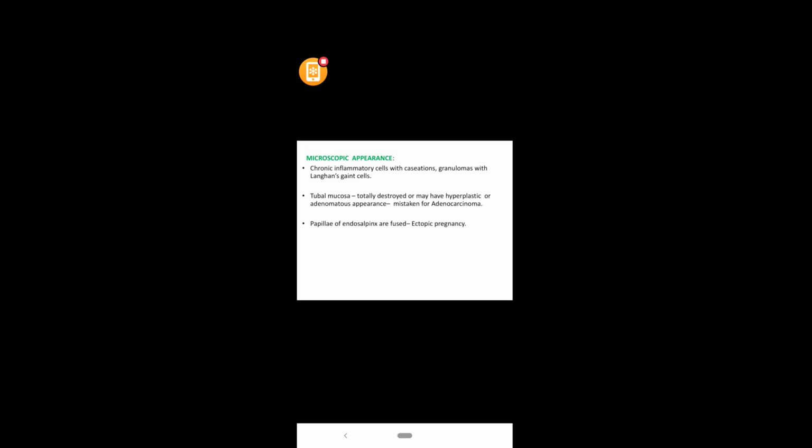And next, the microscopic appearance. There will be Langhans giant cells, granulomatous tissue, and caseation necrosis, and the tubal mucosa will be totally destroyed or may be seen as a hyperplastic or adenomatous appearance, and sometimes it may be mistaken for adenocarcinoma.